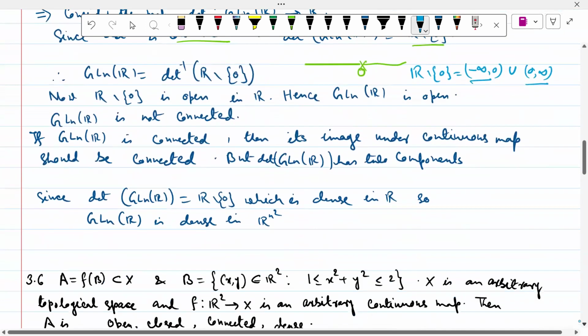Next, GLn(R) is dense. Obviously, GLn(R) is dense because the determinant of GLn(R) is R minus 0 and R minus 0 is dense in R. So GLn(R) is also dense in R^(n squared). The fifth question.